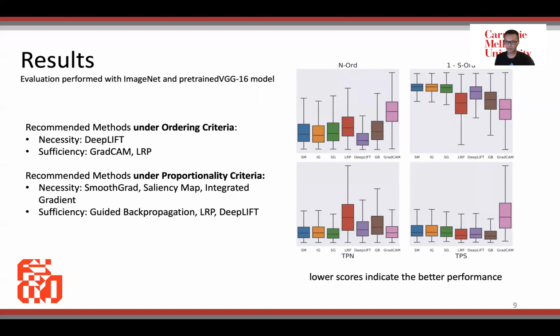We conclude that if a user only considers rank order, DeepLIFT is recommended to show more necessary features, while Grad-CAM or layer-wise relevance propagation are the recommended methods to locate more sufficient features. However, if the user also cares about actual scores being proportional to importance, we recommend SmoothGrad, saliency map, and integrated gradients for necessity, and guided backpropagation, layer-wise relevance propagation, and DeepLIFT for sufficiency.